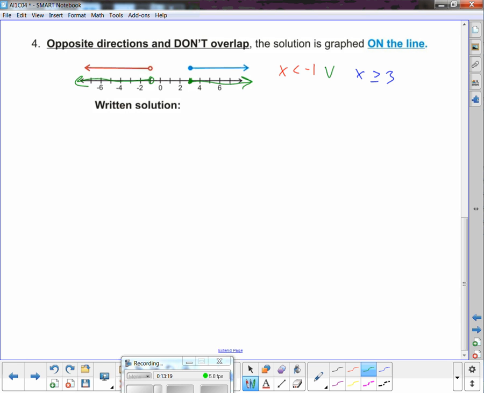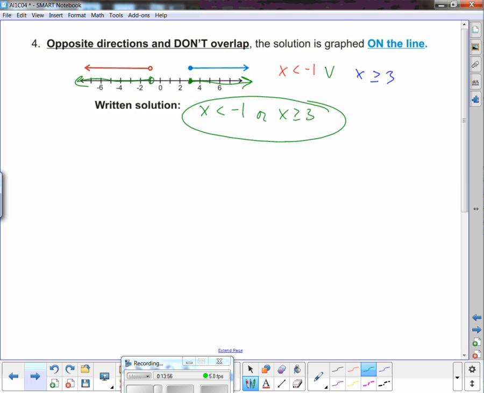Well, there's only one way to say it. The way you say it is, and by the way, we always start with the one that's heading in the less than direction. X less than -1 or x greater than or equal to 3. That's the only way you can say it. You got to use the word or in your answer. There's just no other way to do it. And again, we always do the less than first and then the greater than second. They go in opposite directions, don't overlap. Okay? Got it? Not too bad.